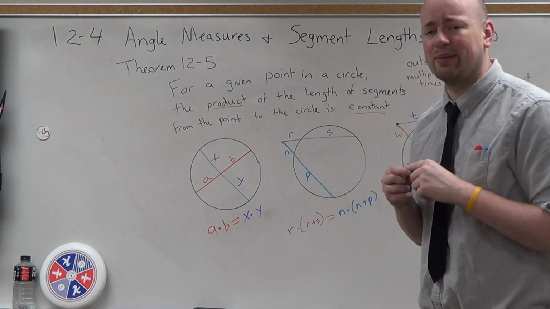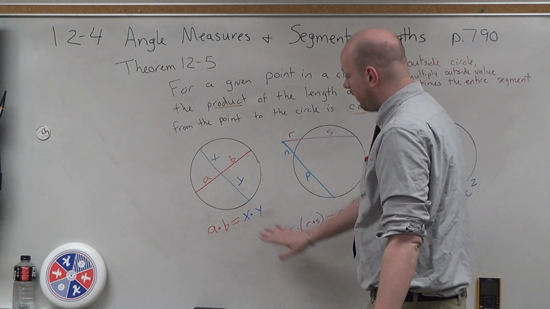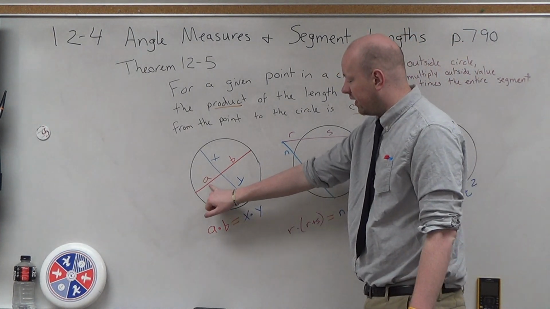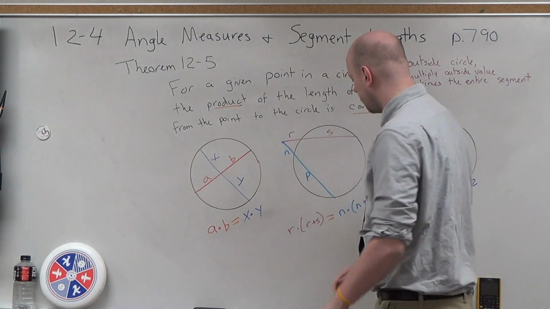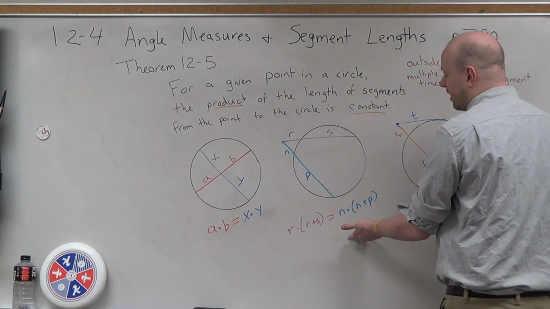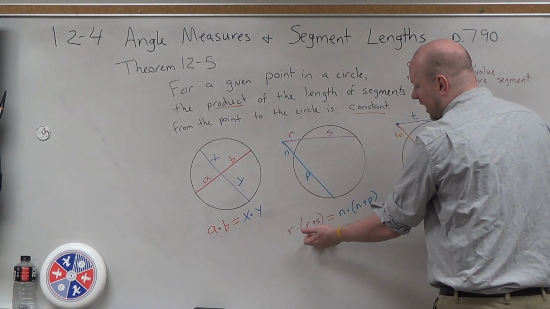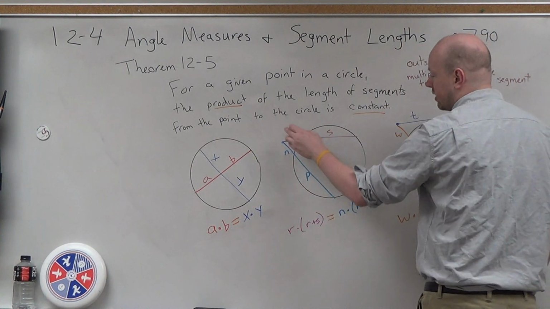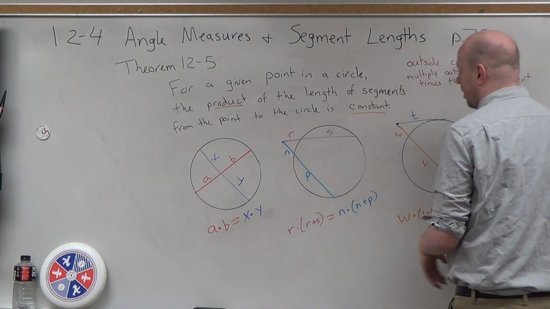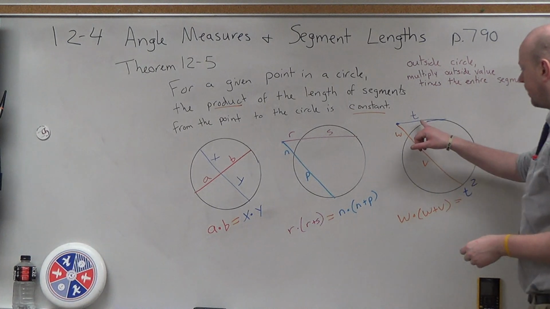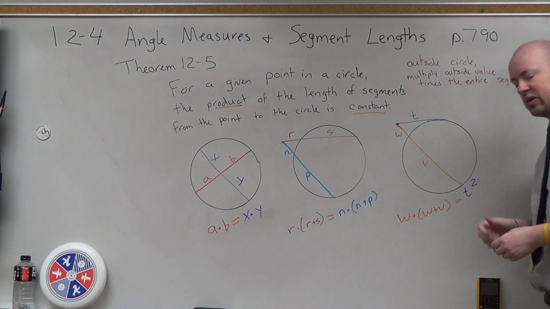So those are the three types of cases that can happen for theorem 12-5. So if they're inside the circle, we just get this part times this part has to equal this part times this part. If they are outside the circle, we have to take the outside value times the whole length of our line. So R times R plus S, N times N plus P. And then of course, the last one is if the whole part of the line is just that little segment, we just get it squared.